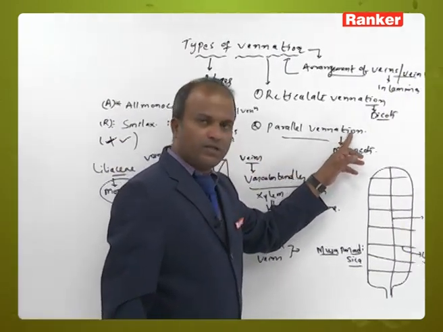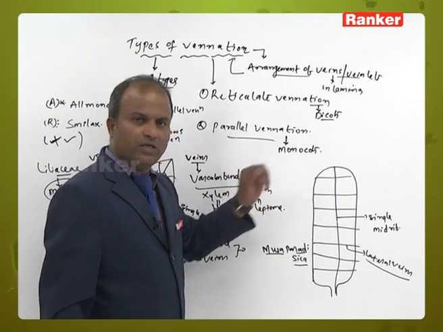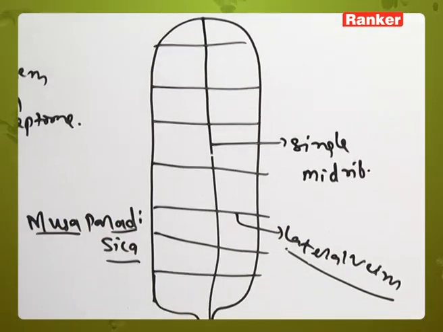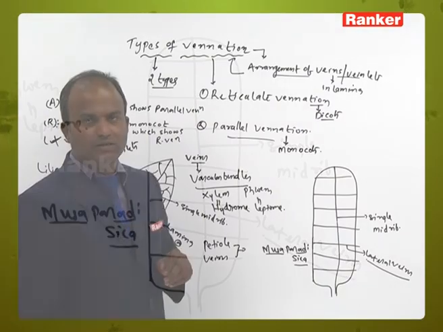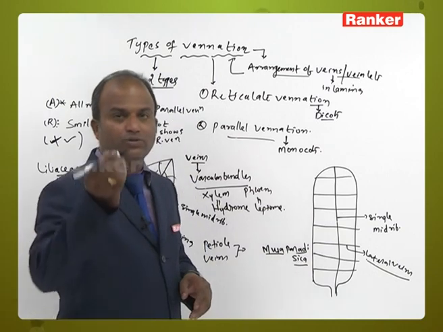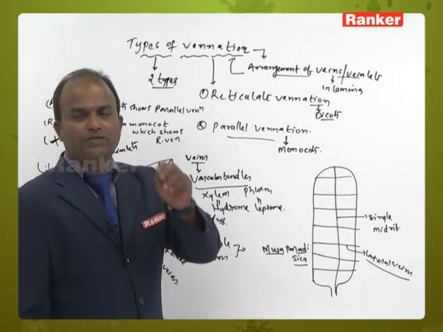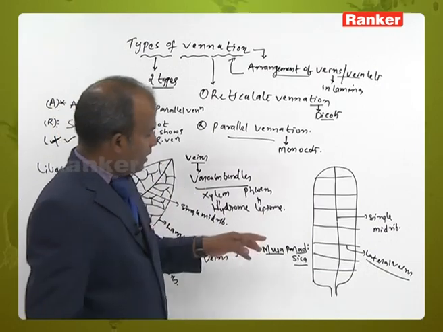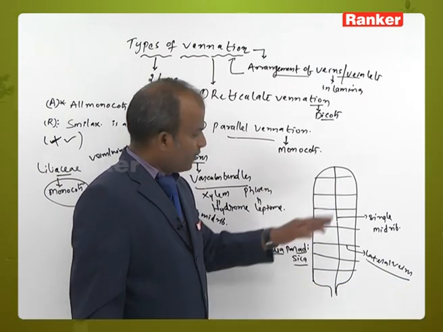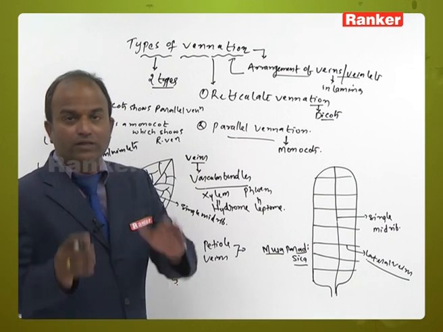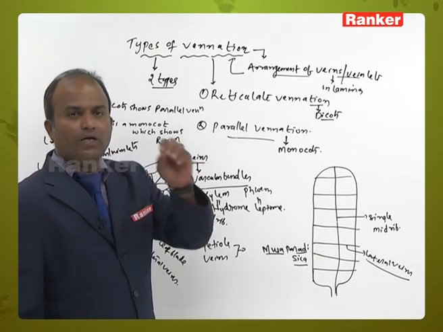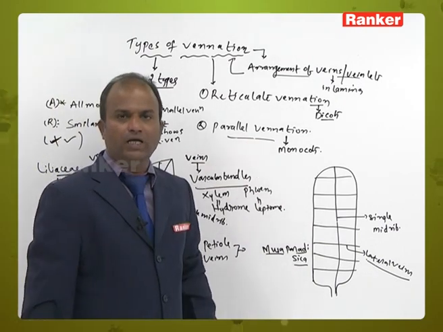Now to explain parallel venation, which can be seen in monocots, in this Musa paradisica. Musa paradisica is also a good example for suckers. In Musa paradisica, the stem is a rhizomatous stem, which is one of the underground stem modifications. In this Musa paradisica, a single midrib runs from base to the top, and from this single midrib, lateral veins arise. These lateral veins are arranged parallel when compared with one another. Based upon this criterion, it belongs to parallel venation.